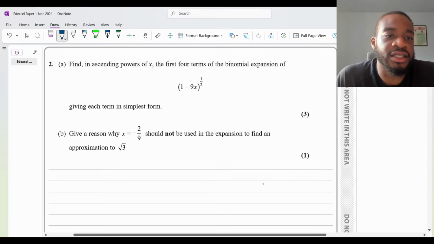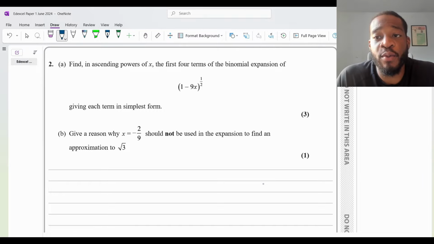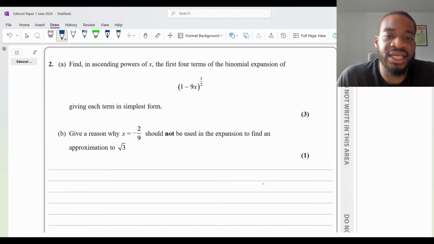Okay, so question two says, find in ascending powers of x the first 4 terms of the binomial expansion of 1 minus 9x to the half, giving each term in simplest form, for 3 marks. So this is just a standard binomial expansion, the fractional version of the formula where you have a power which is either negative or fractional. So what I always do is I always write first.